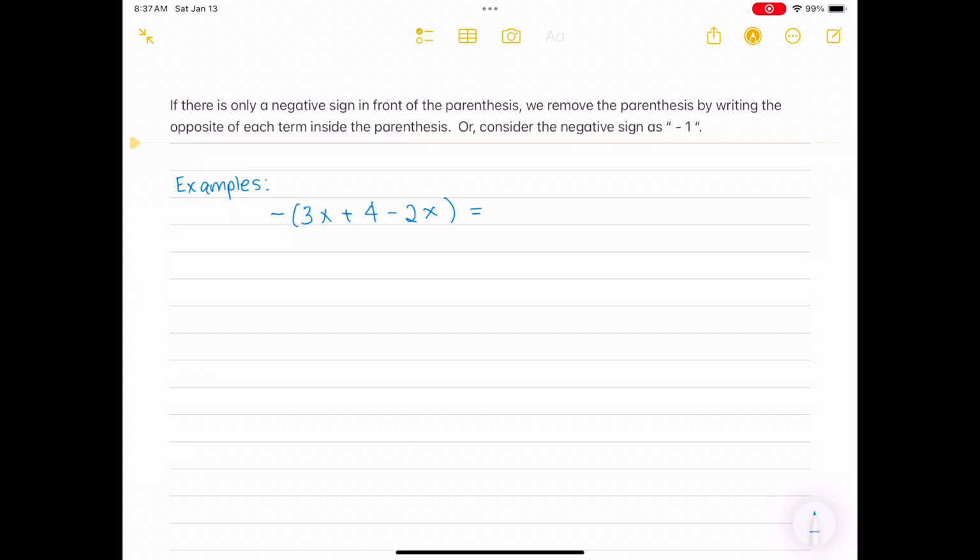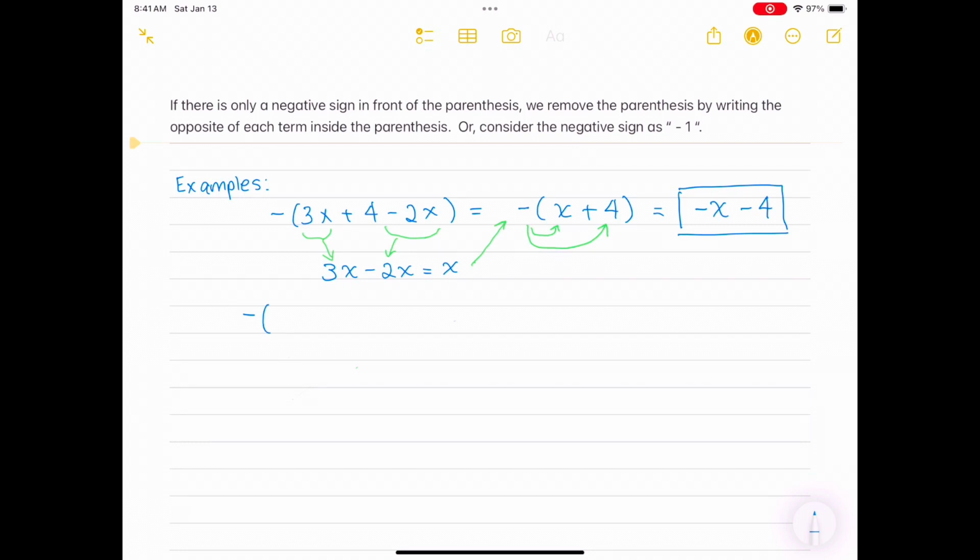To simplify this expression, I will start by gathering like terms, 3x minus 2x. So 3x minus 2x equals 1x, or just plain x. So we have x plus 4 inside the parentheses. I write that out again as negative, open parenthesis, x plus 4, close parenthesis. Now to remove the parenthesis, I write the opposite of the sign of each term inside the parenthesis. So now I have negative x minus 4, and I box my answer.